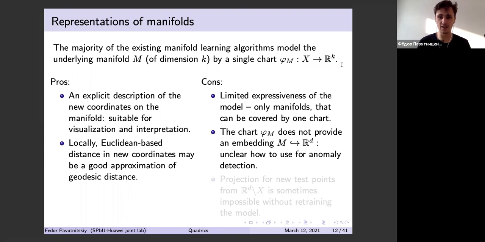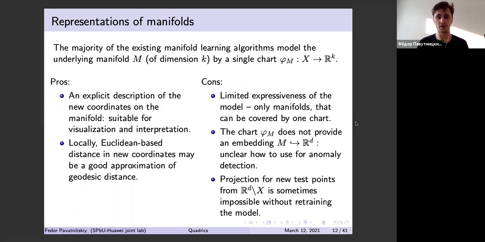The chart itself doesn't provide any embedding of the manifold into the ambient Euclidean space. It goes just in this direction, not in the other one. So from new coordinates, you cannot get the old coordinates. So at least for now, it's unclear how to use this model for anomaly detection in the previous sense, when we need to measure the distance to the manifold from some ambient point.